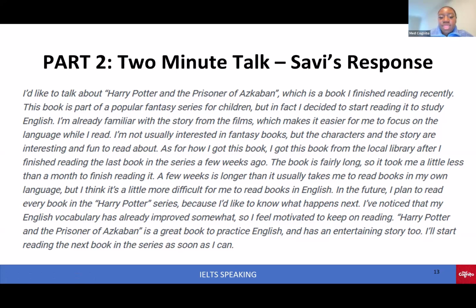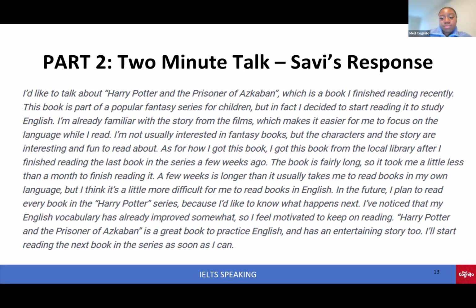As for how I got into this book, I got this book from the local library after I finished reading the last book in the series a few weeks ago. The book is fairly long, so it took me a little less than a month to finish reading it. A few weeks is longer than it usually takes for me to read books in my own language, but I think it's a little more difficult for me to read books in English.